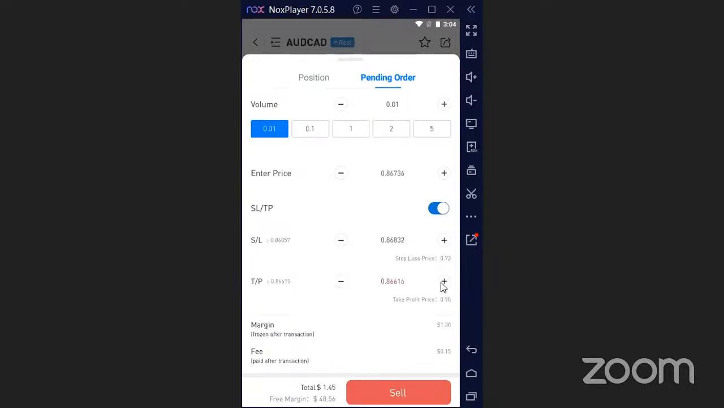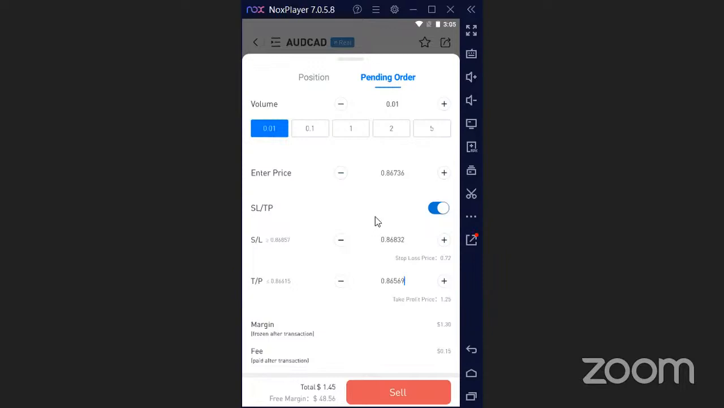Okay, and for the take profit, enter 0.86569. Let me repeat the take profit one more time: 0.86569. Okay, so I'm going to repeat that from the beginning in case you didn't get that.